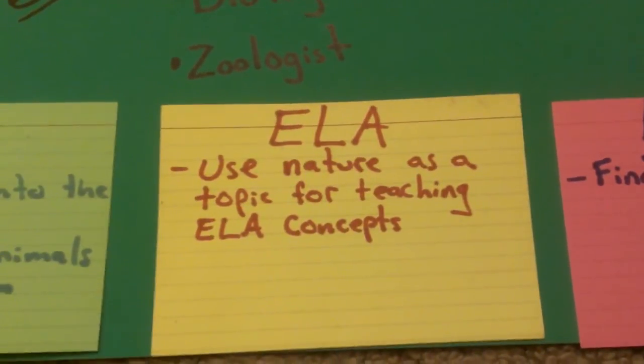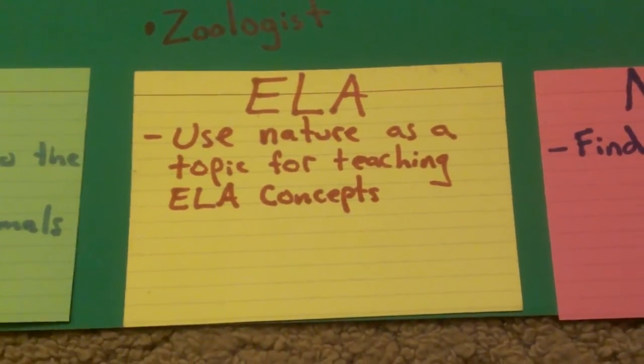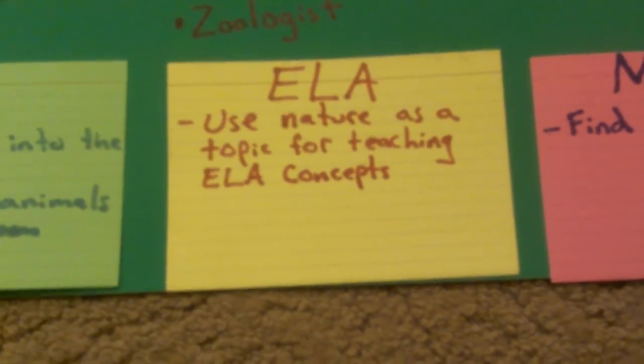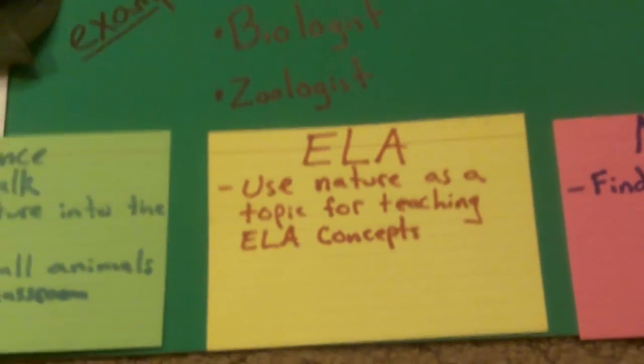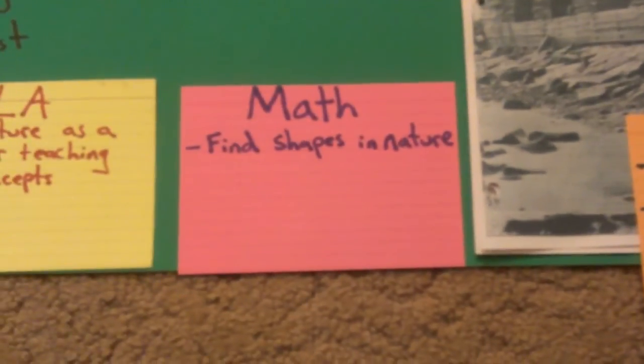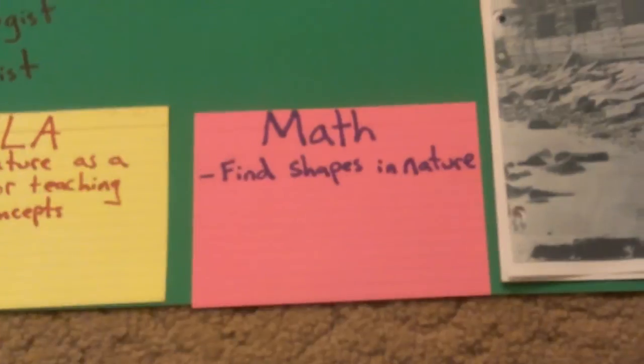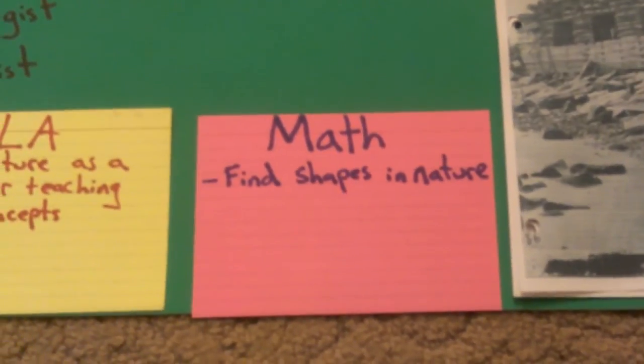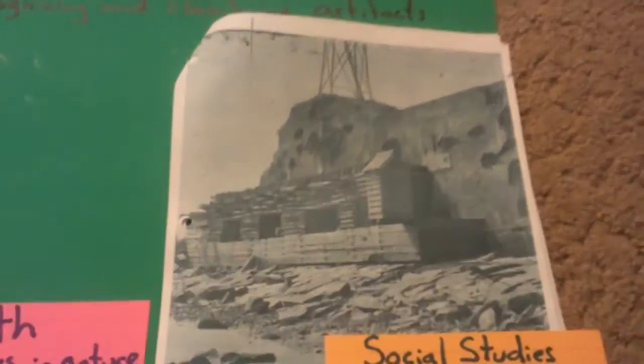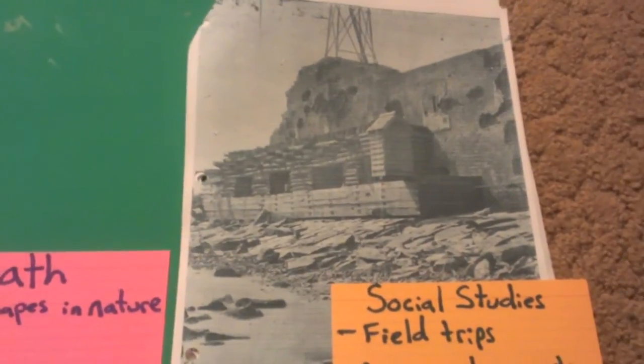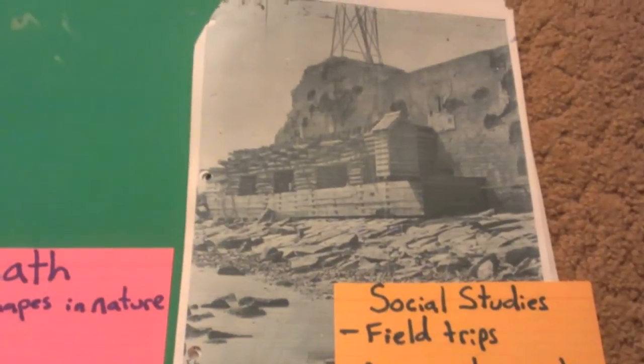ELA is using nature as a topic for teaching ELA concepts. You could teach anything, grammar or anything, using any topic you want to, so why not try to incorporate the different intelligences with it. Math, you can find shapes in nature. Even if you can't go outside, just looking around your own classroom, finding different shapes in the classroom. And then social studies, field trips, or primary documents involving pictures, which this is a primary document here of Fort Sumter. I used that in a 3rd grade class and it did work quite well.